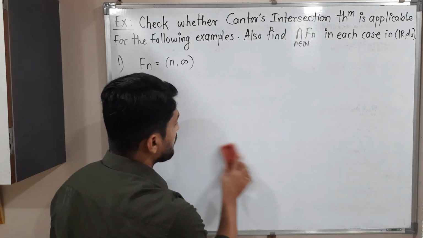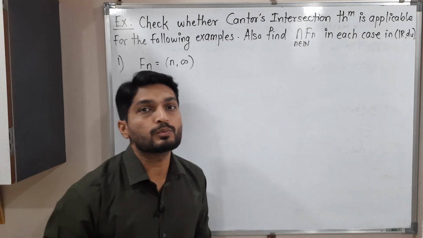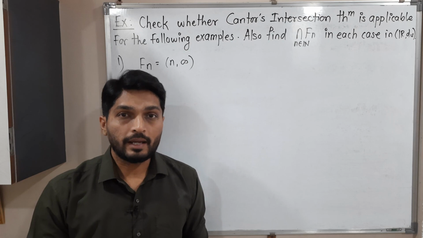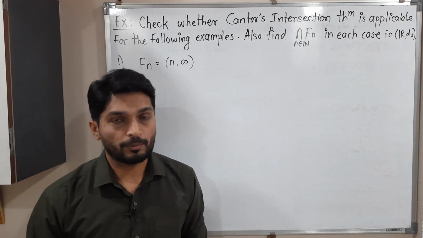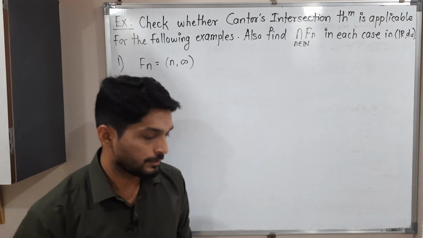The most important thing to mention is that in R, with the usual distance, we have to find the intersection, and with the usual distance we have to check whether Cantor's intersection theorem is applicable or not. Let us recall the statement of Cantor's intersection theorem first.